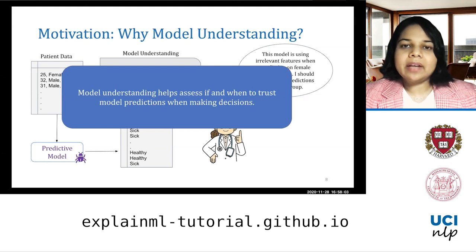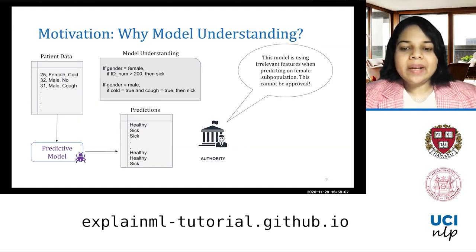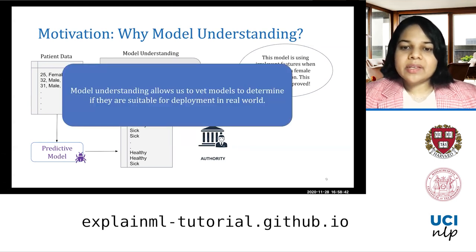Now let's consider the other side of the same scenario, where a regulatory agency is trying to determine if this model that we just saw is actually suitable for a wider, large-scale deployment. Looking at the explanation that we have of the model, the regulatory authorities quickly realize that this model is using irrelevant features like ID numbers when making predictions on the female subpopulation, and therefore is not really suitable for wider deployment at this time. So in this case, model understanding has allowed the regulatory authorities to vet models to determine if they're suitable for deployment in the real world.